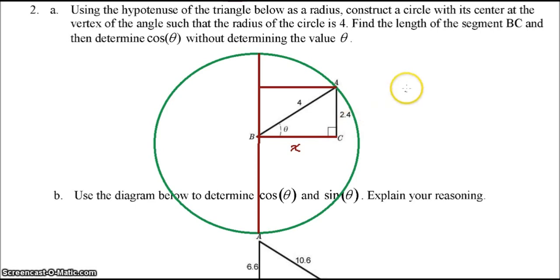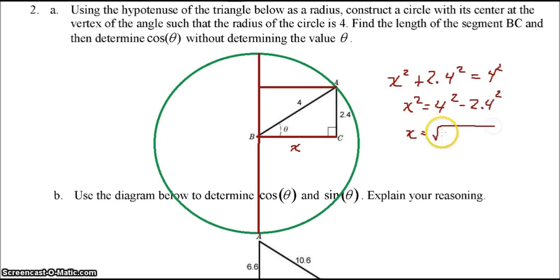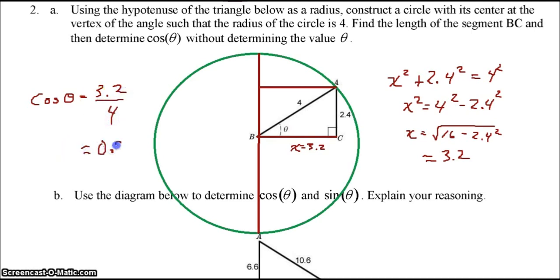Well, let's first find it in the standard units. We can use the Pythagorean Theorem. x squared plus 2.4 squared equals 4 squared. Meaning x squared equals 4 squared minus 2.4 squared, which means x equals the square root of 16 minus 2.4 squared. And that's about 3.2. That means that cosine of theta, let's see, if this is 3.2, that's just that length measured in radii, or 3.2 over 4, which is about 0.8 radii.